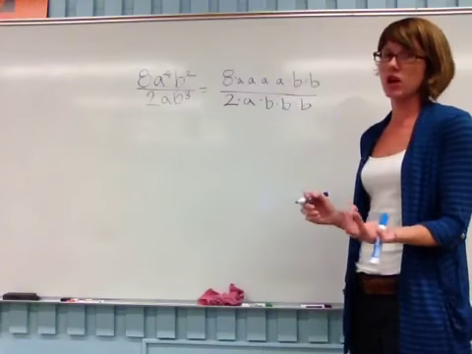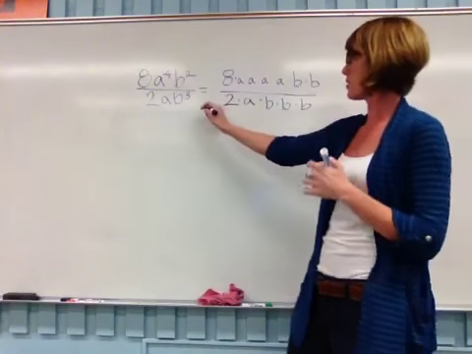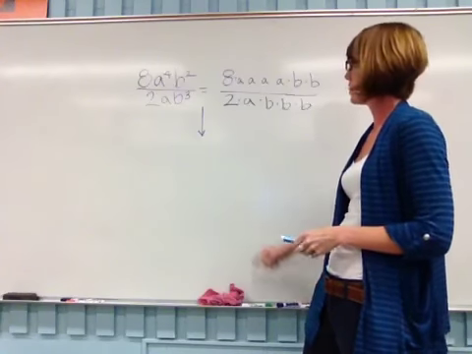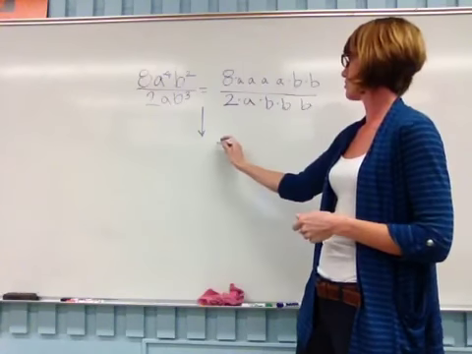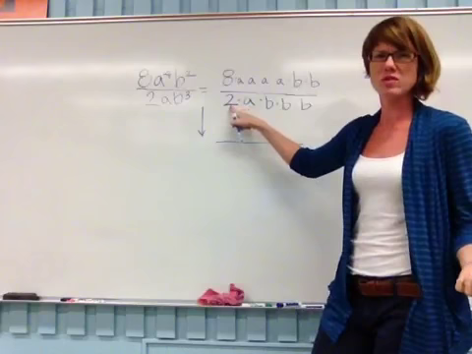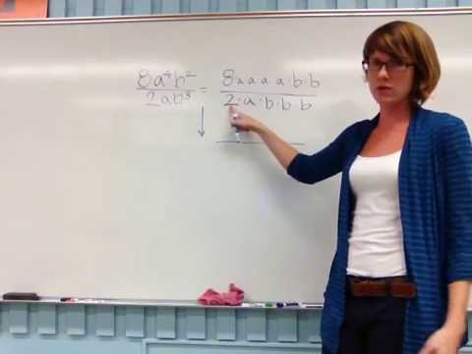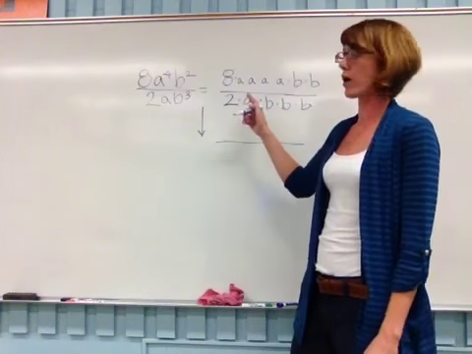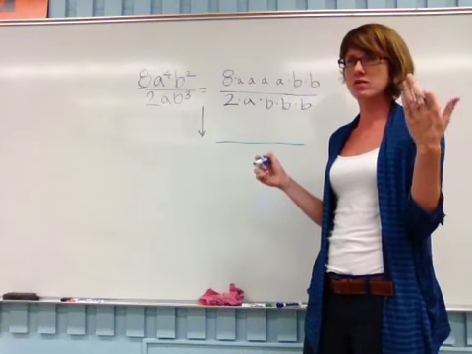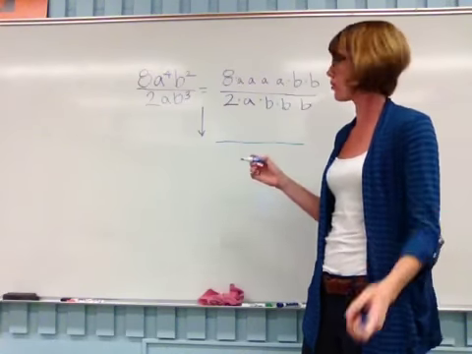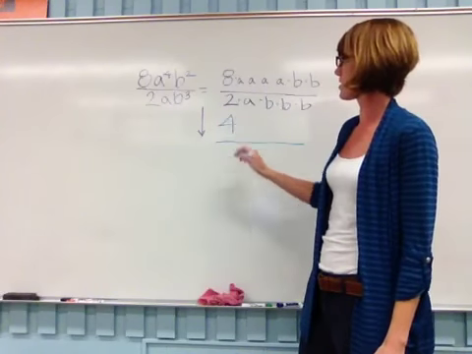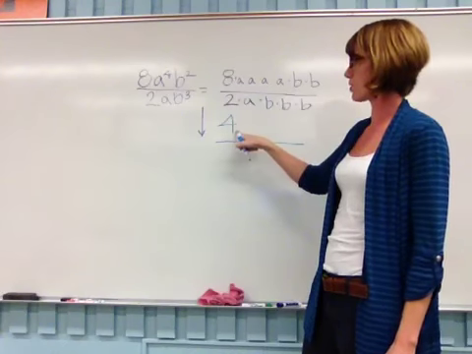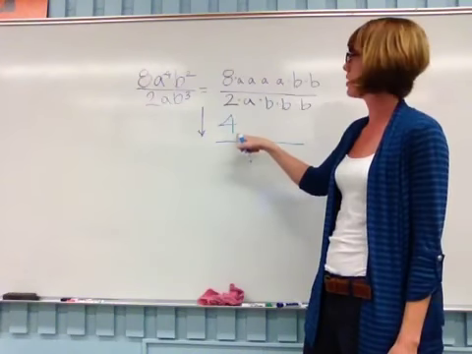Okay? So now let's start eliminating some things. I'm going to come down here. Change colors. 8 is on top, and 2 is on the bottom. What's 8 divided by 2? I hope you said 4. And is it 1/4, or is it a whole 4? Right, it's a whole 4. So 4 is going to stay up there, right? 8 divided by 2 is 4. 4 is going to stay in our numerator.